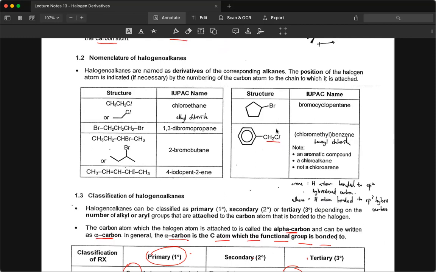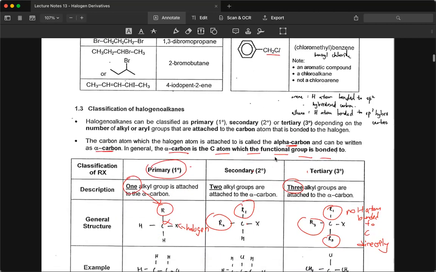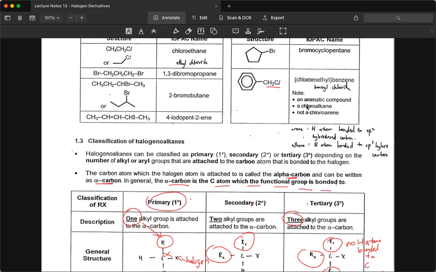As for cyclic structures, we have bromocyclopentane, and for arenes, we have chloromethylbenzene as the example, which is an aromatic compound.